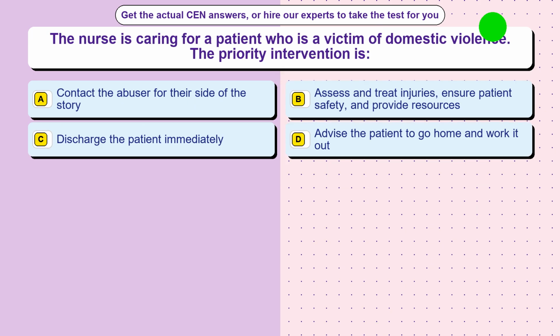Question 82. The nurse is caring for a patient who is a victim of domestic violence. The priority intervention is: Option A, contact the abuser for their side of the story. Option B, assess and treat injuries, ensure patient safety, and provide resources. Option C, discharge the patient immediately. Option D, advise the patient to go home and work it out.